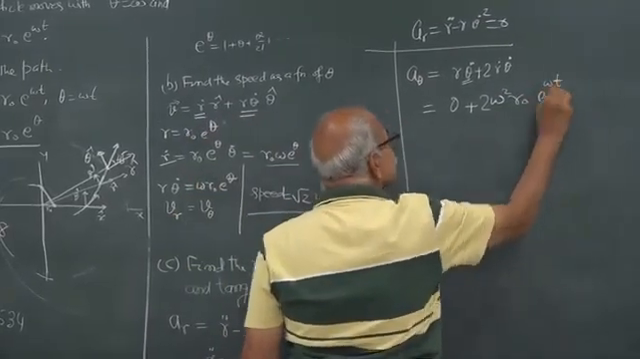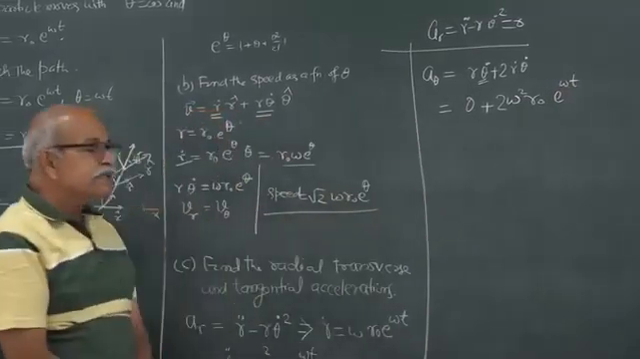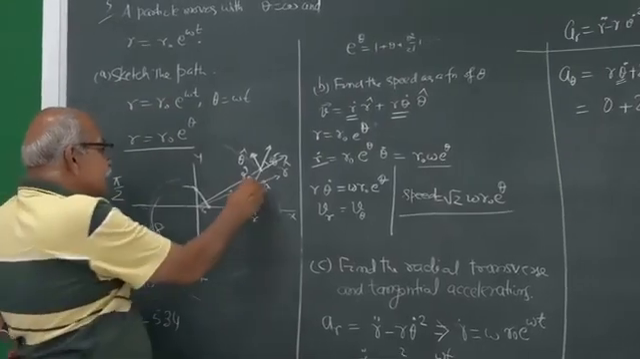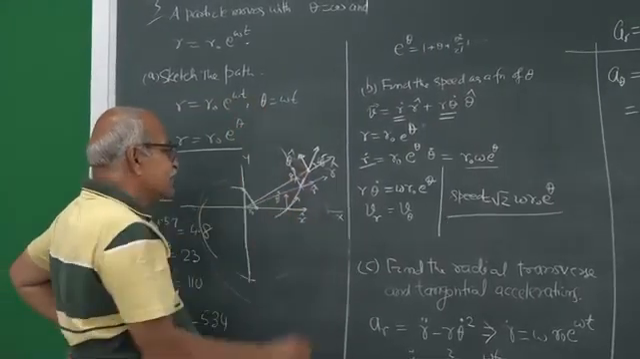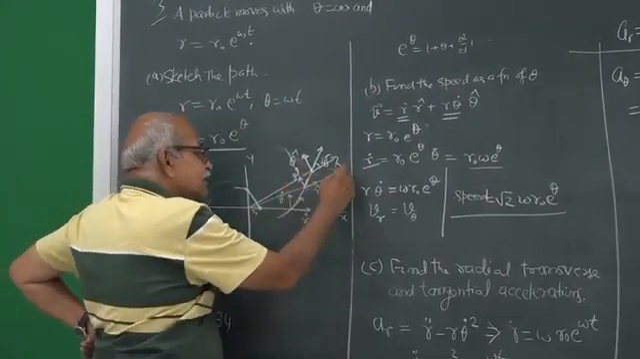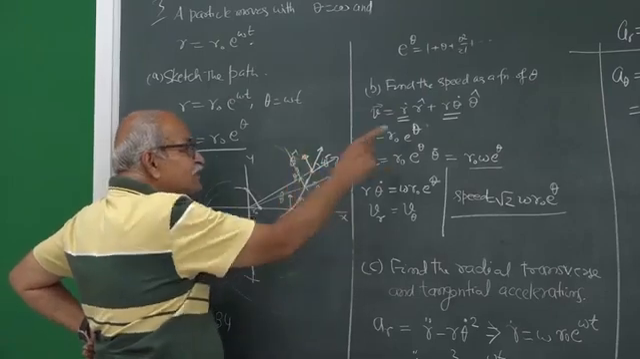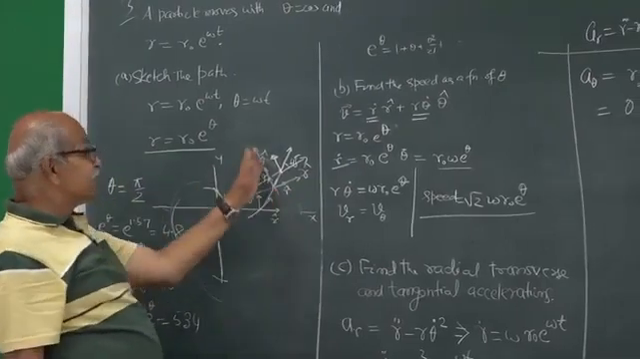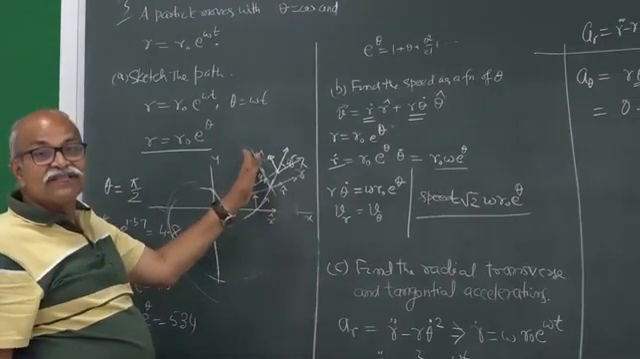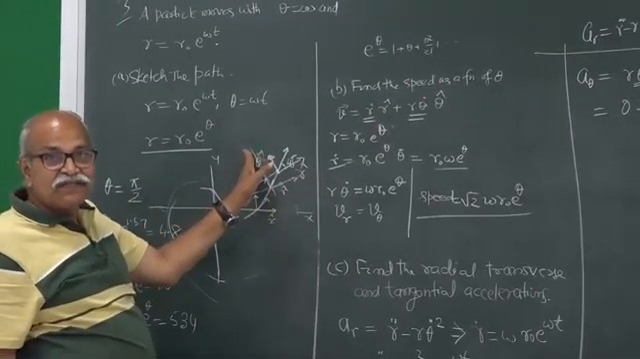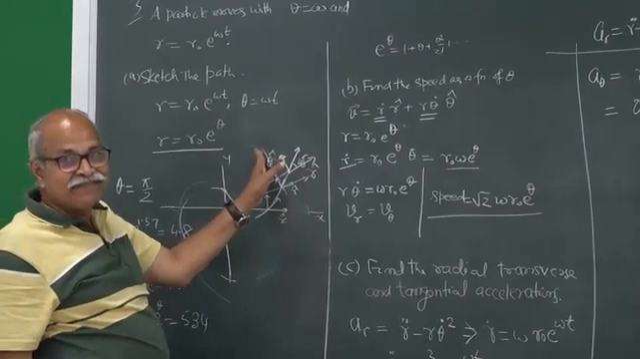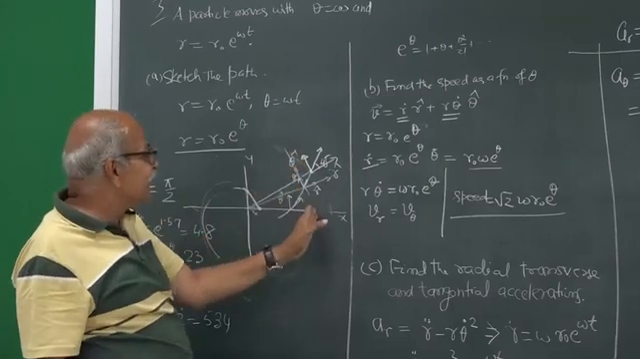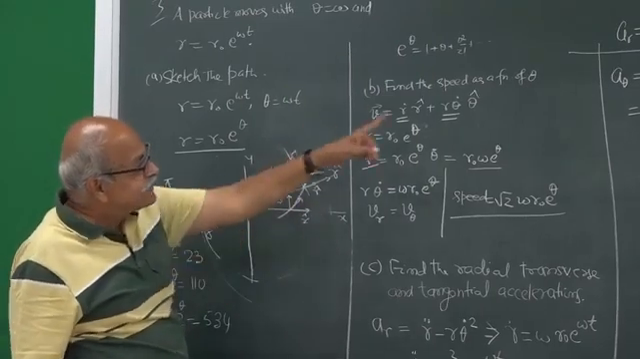So, that is the acceleration in the theta direction, the transverse direction. In this direction there is no acceleration, in this direction you do have acceleration, and it is this much. Therefore, since there is no radial acceleration, this theta cap direction is the direction of the acceleration. The entire acceleration is in this direction, and this is the magnitude.